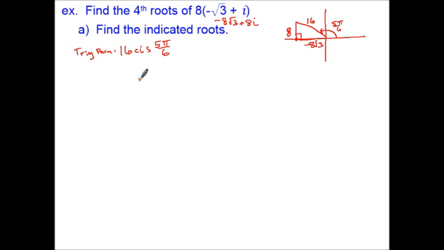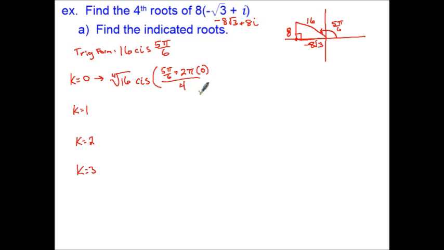But that's not even half the battle, that's one little fraction of the battle. Now I'm doing the fourth roots, so I need to run k equals 0, k equals 1, k equals 2, and then k equals 3 to get my 4 separate roots. Starting with 0, I'm doing a fourth root, so I want to take the fourth root of my r, which is 16, and then cis of that big nasty fractiony thing, 5 pi over 6 plus 2 pi k, in this case 0, and now my denominator is 4 because I'm taking a fourth root. Those two numbers should always match.